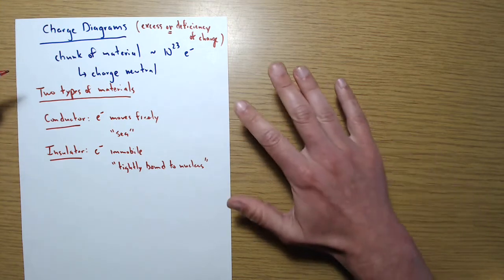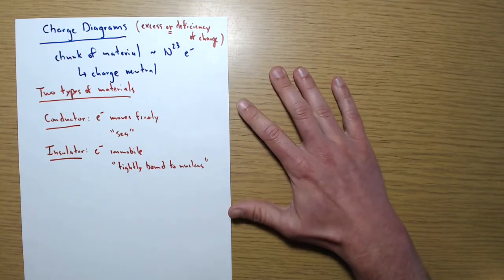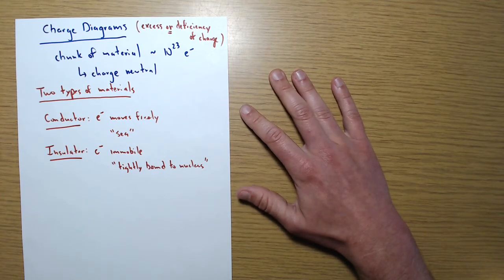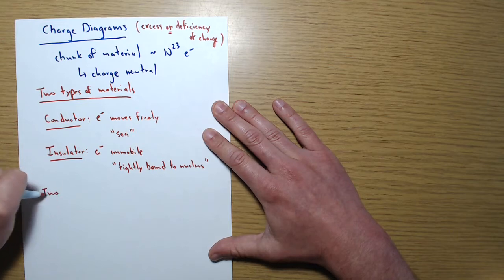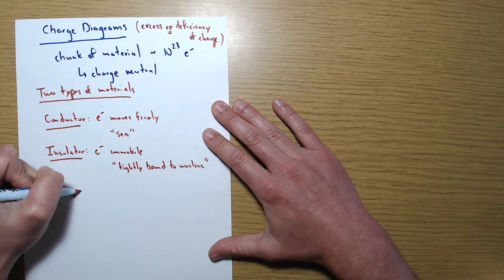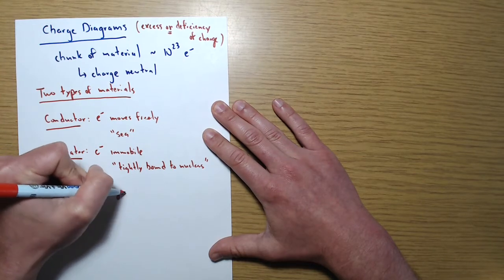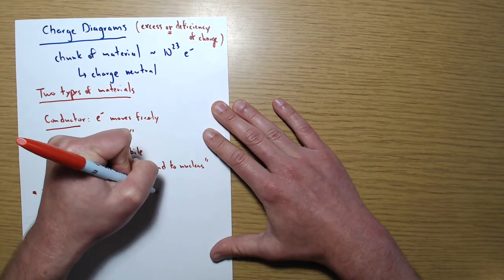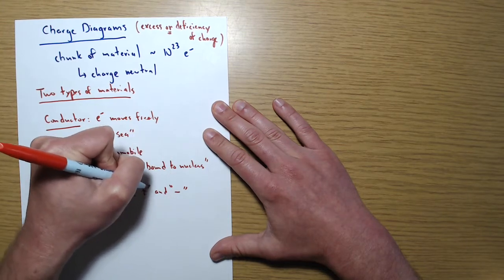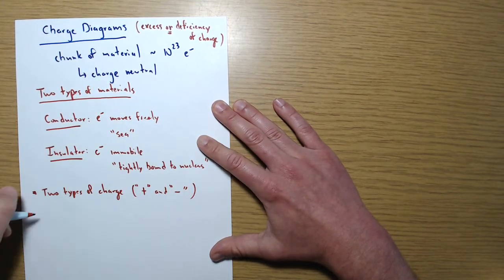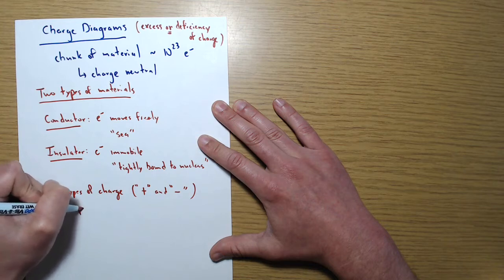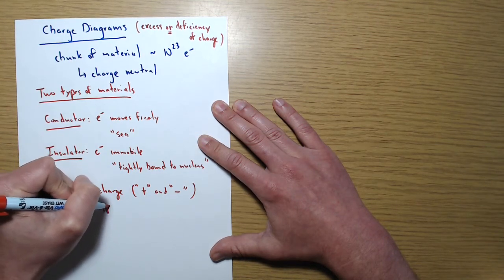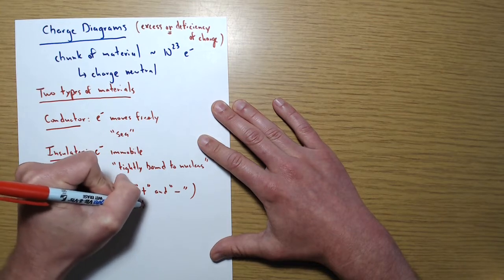That goes back to one of the original questions I asked about why the universe is charge neutral. But charge tends to neutralize because charge comes in two types. This is our charge model. There's two types of charge, which we call plus or positive and negative. And likes repel, opposites attract when it comes to charge.